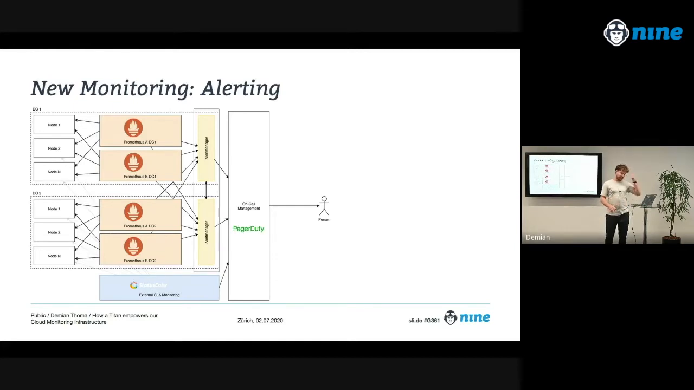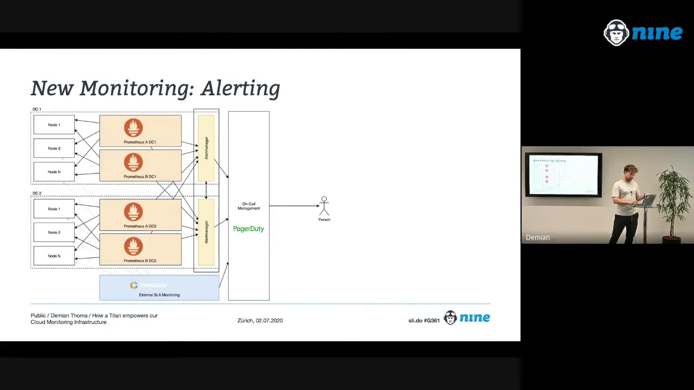We also have an external service to do an SLA check mechanism, which is completely decoupled from our own infrastructure. The biggest difference here is that it's a pull-based approach. We scrape the metrics over HTTP, and it's a highly available setup.